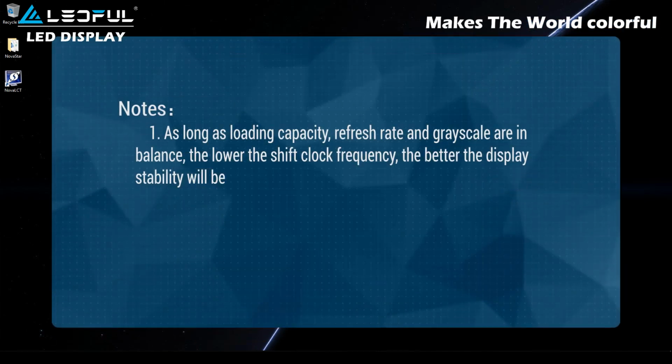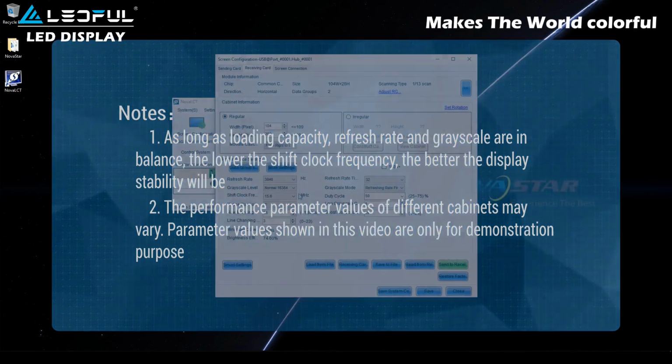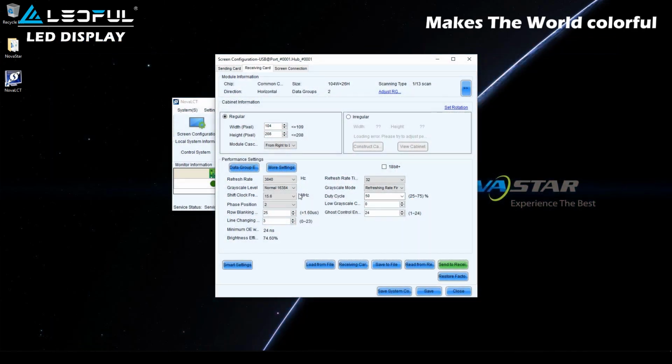Please note: 1. As long as loading capacity, refresh rate, and grayscale are in balance, the lower the shift clock frequency, the better the display stability will be. 2. The performance parameters value of different cabinets may vary. Parameter values shown in this video are only for demonstration purpose. 7. When the display is normal and stable, click Save.